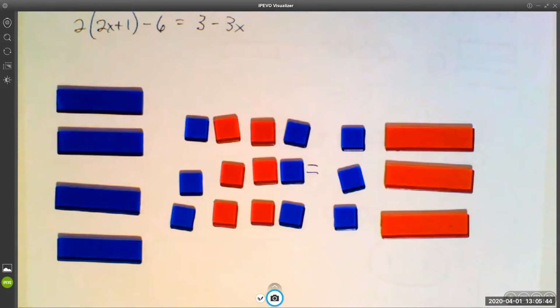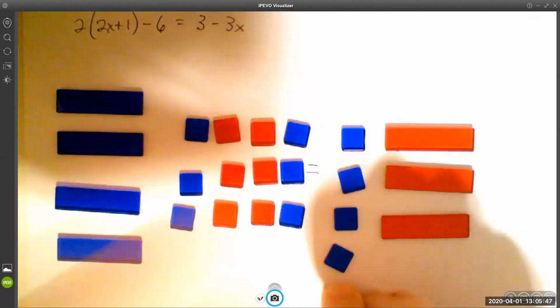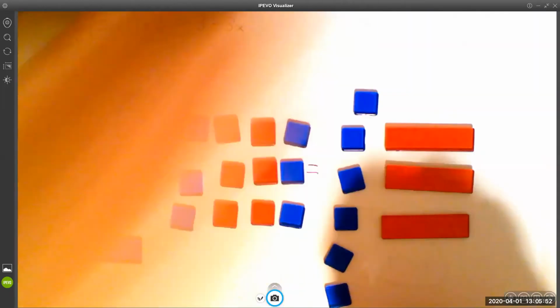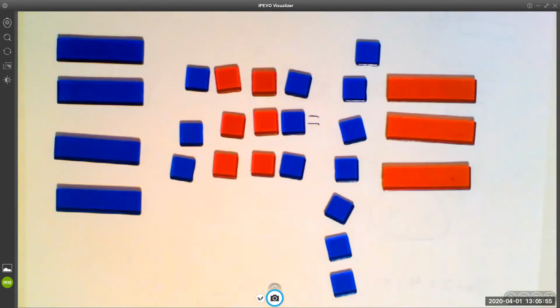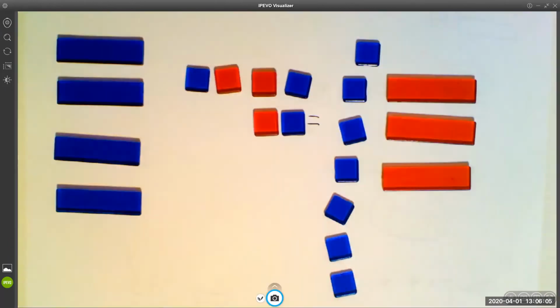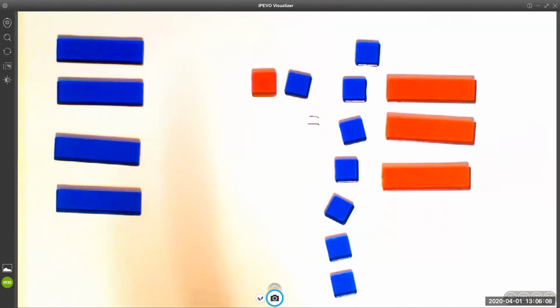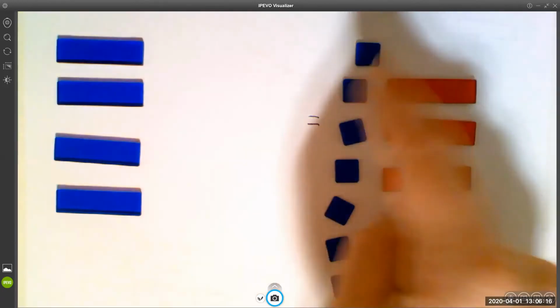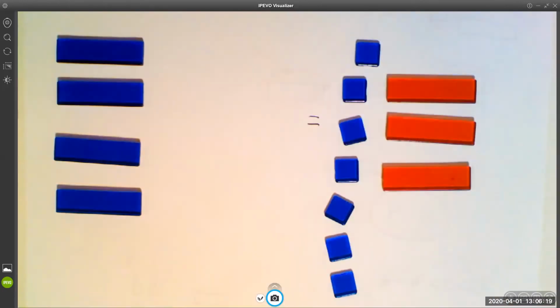So there's 2, 3, 4, 5, 6. Okay, so now I've added 6 more tiles on the right. And what's nice about this is the 0 pairs cancel, and that's going to cancel all of the unit tiles that were on the left-hand side. On the right-hand side, nothing else cancels. And I think I've got 7 now in total: 1, 2, 3, 4, 5, 6, 7. Okay, almost there.